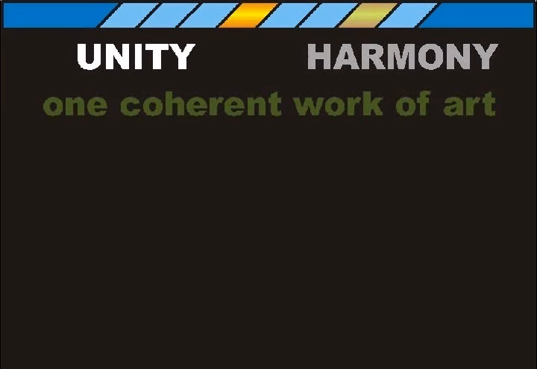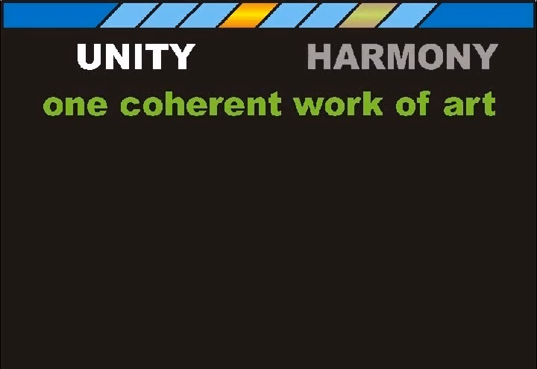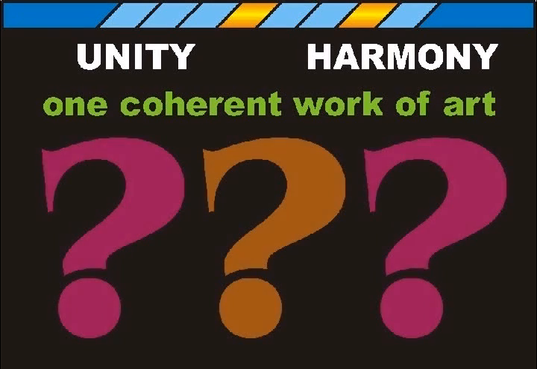Unity and harmony are both principles of design. Unity is the coherence of a work that gives the viewer the feeling that all the parts of the piece are working together. Achieving harmony involves the use of similar and compatible elements of design to achieve a feeling of coherence in a work of art.